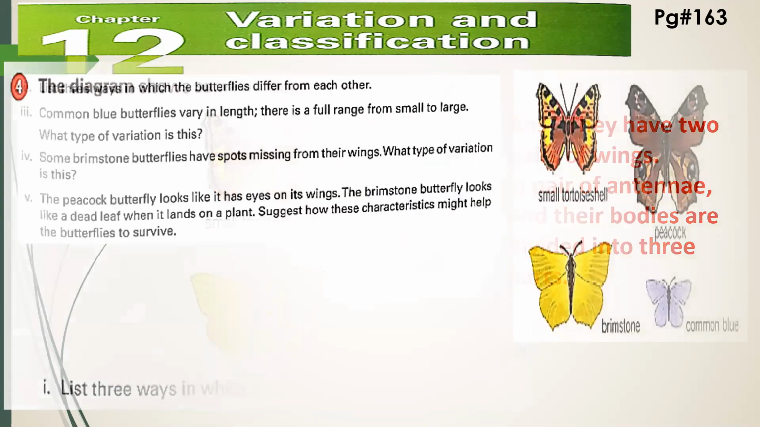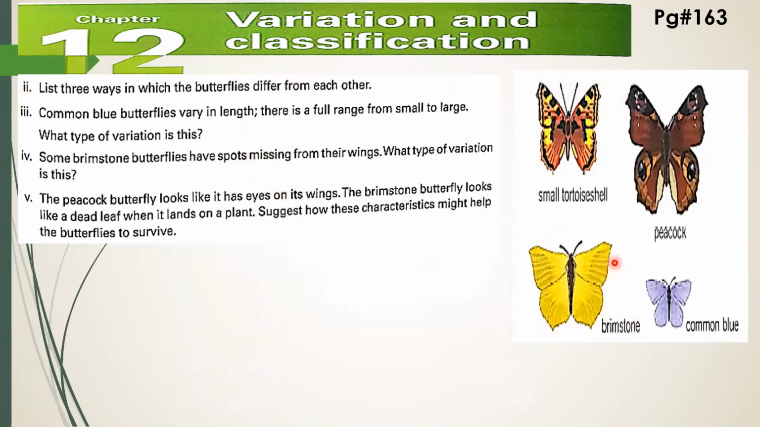Okay, come towards the second part of this question. List three ways in which the butterflies differ from each other. So how were they different from each other?